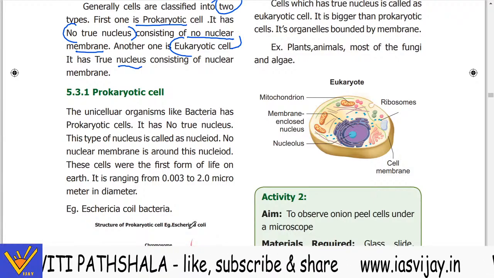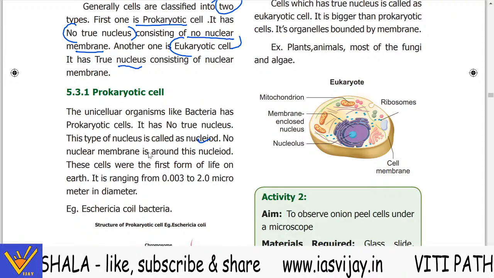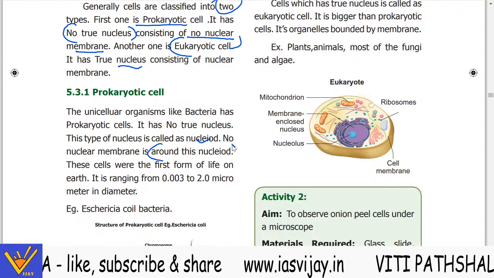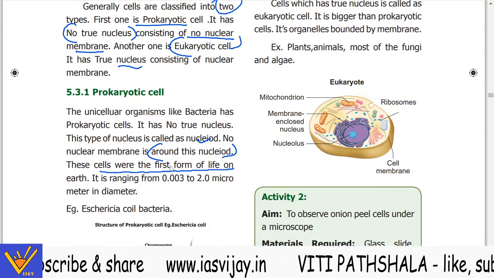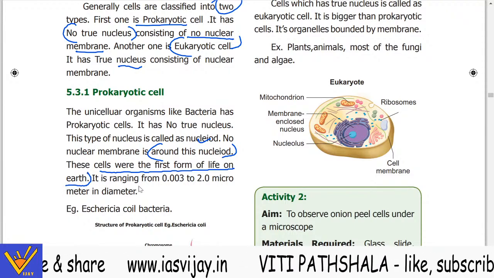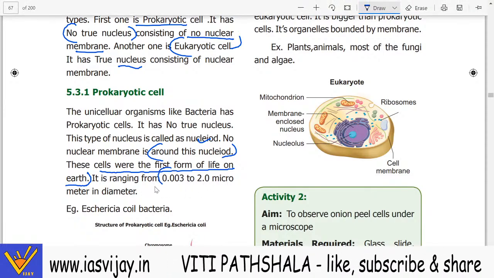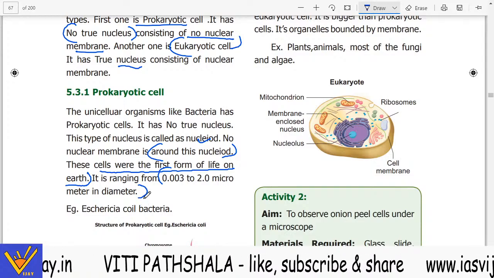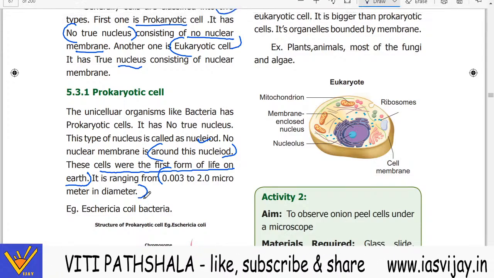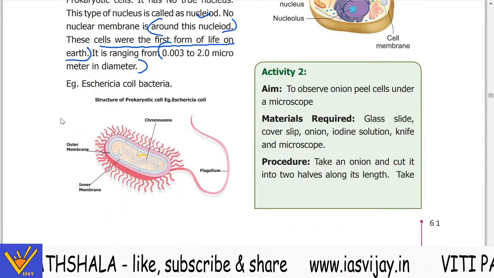Now this type of nucleus is called the nucleoid. No nuclear membrane is around this nucleoid. These cells were the first form of life on the earth. They range from 0.003 to 2.0 micrometer in diameter. An example is Escherichia coli bacteria. So this is a type of bacteria.